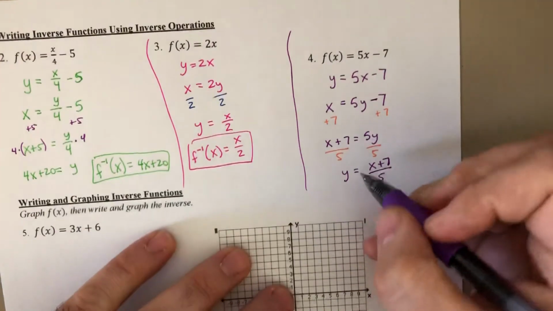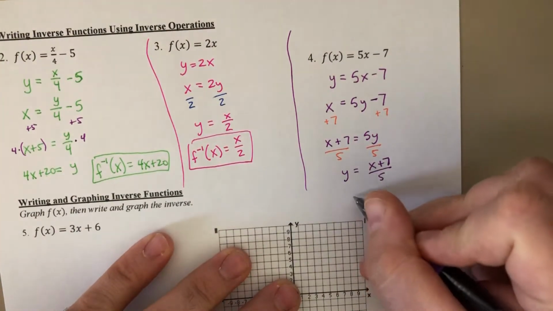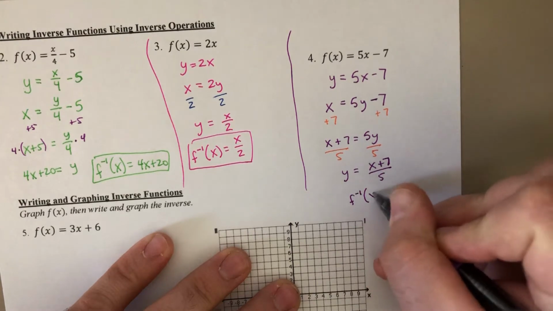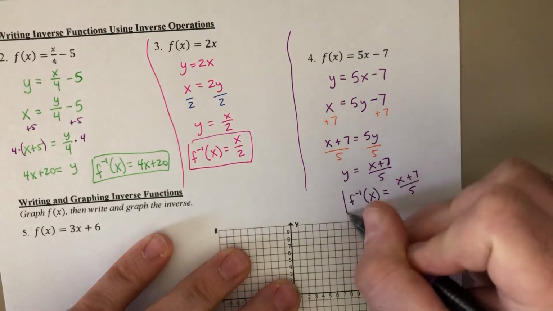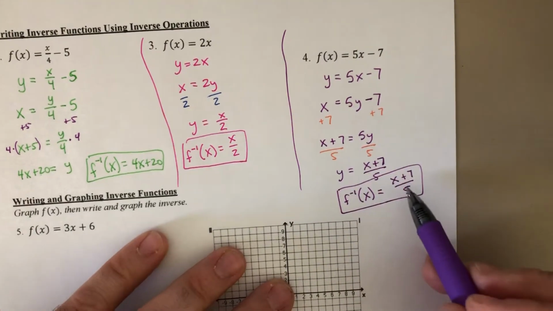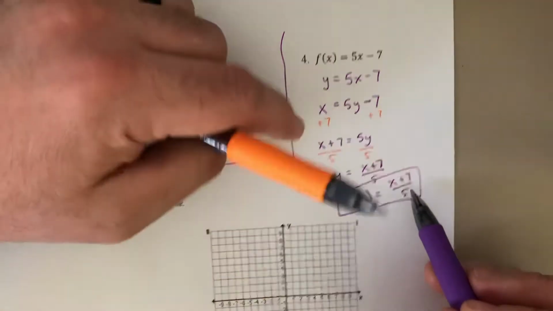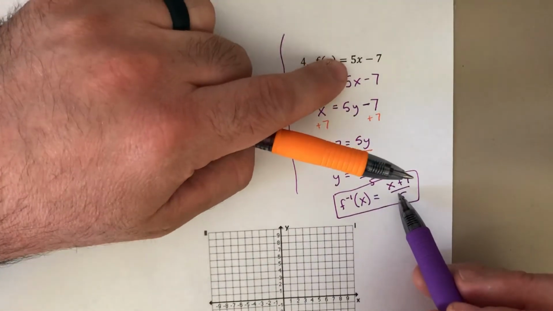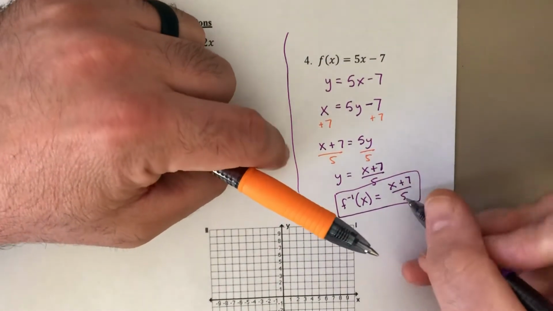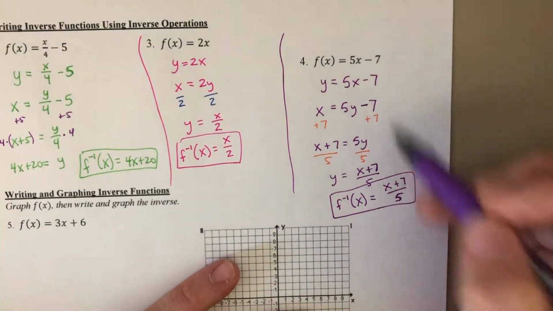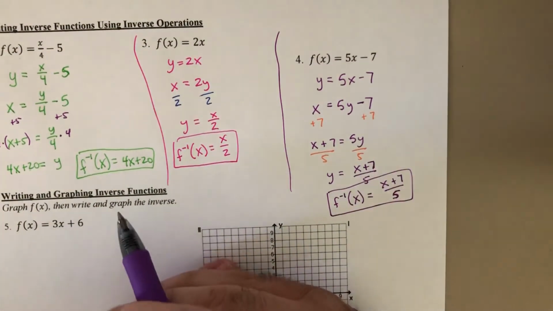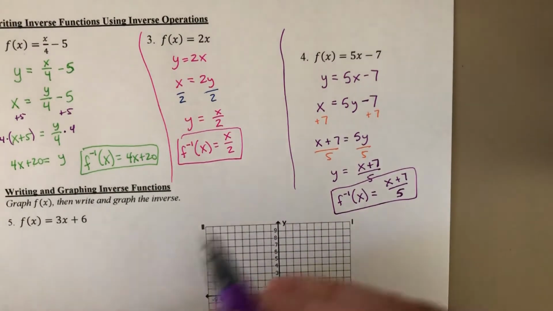Okay, and then the last step is to replace y with f inverse of x equals x plus 7 over 5. So this is the inverse. This x plus 7 over 5 is the inverse of 5x minus 7. Again, if we were graphing these, they would be reflections of each other across the line y equals x, which we'll see in a second when we do these graphs.